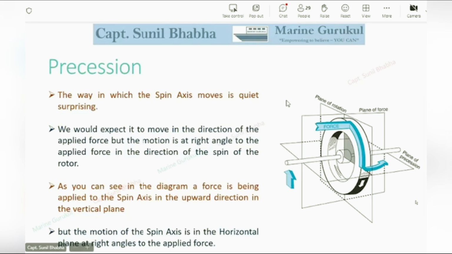Now, it may be a little difficult to understand from the diagram, so I will be showing you a video later on where it will become more clear to you.